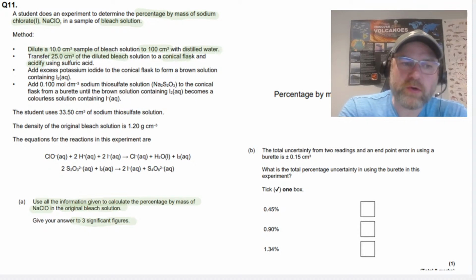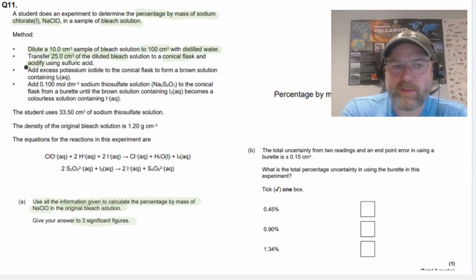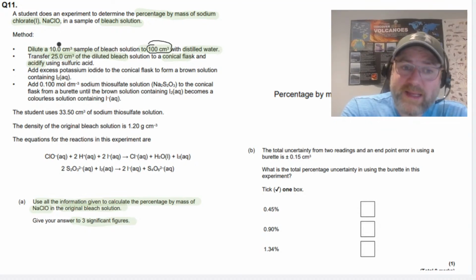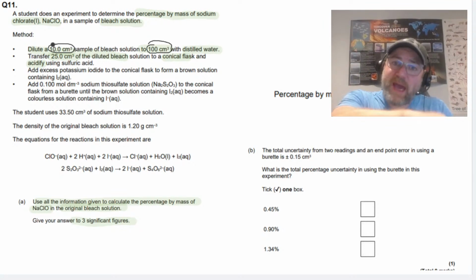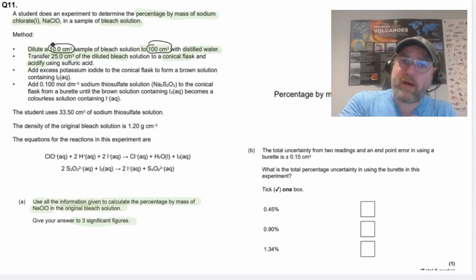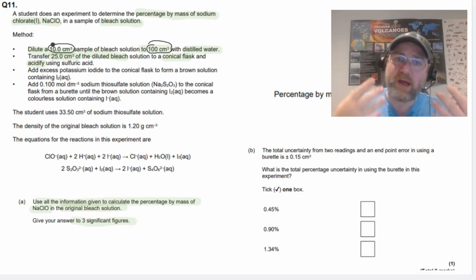Right, we've got to stop here and make a note. So this is what you should be doing when you tackle these questions in past papers and practice papers. We've got 100 centimeters of our bleach. We started off with 10 centimeters. We made it to 100 by adding water. That hasn't changed the mass of bleach in there. We've not changed the amount because we've just added water. We've not taken any bleach out. So there's the same amount of bleach in there. We've just diluted it, right?